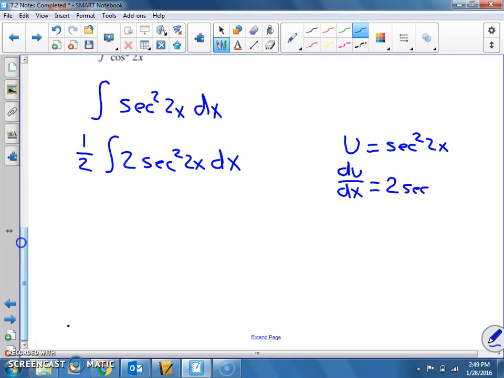secant of 2x, tangent of 2x, and yeah. Will we keep the secant squared for u dx? Oh, it'd be 2 secant squared of 2x tangent of 2x. Do we have that in our problem? No. We don't have the 2 secant squared tangent. So I don't think that's what we want our u to be.